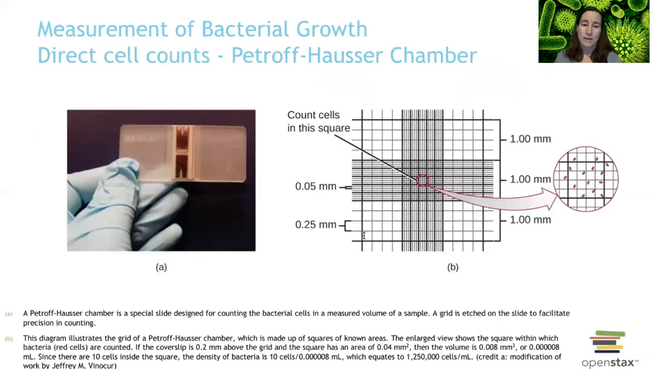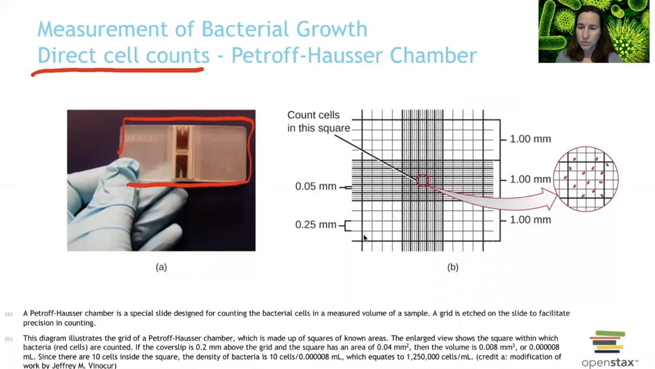Ways that you can measure and count these little guys, these bacteria. The first group is called direct cell counts. With this one, we've got the Petroff-Hauser chamber. You can see it is this plastic slide, and then you would put your cells on there.